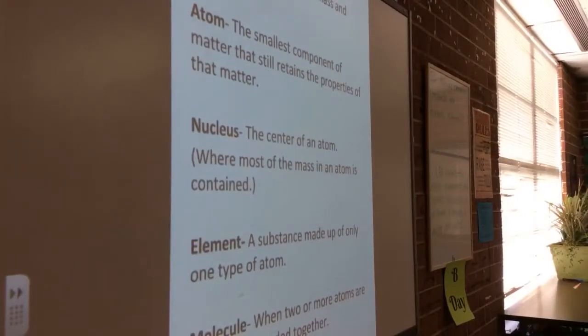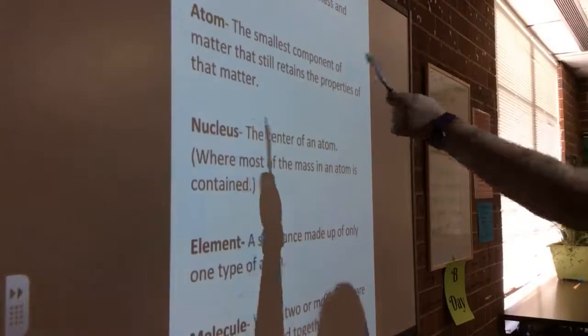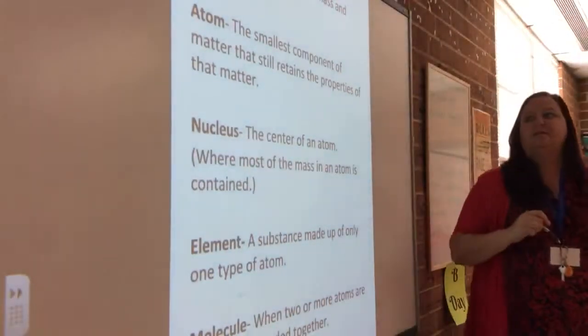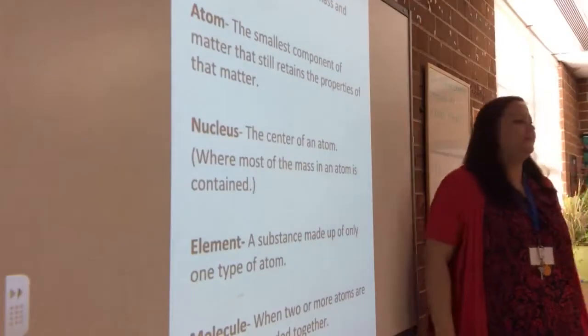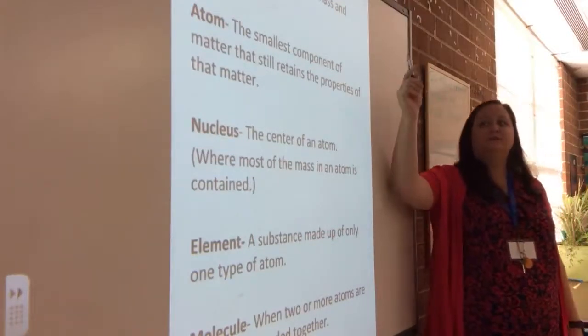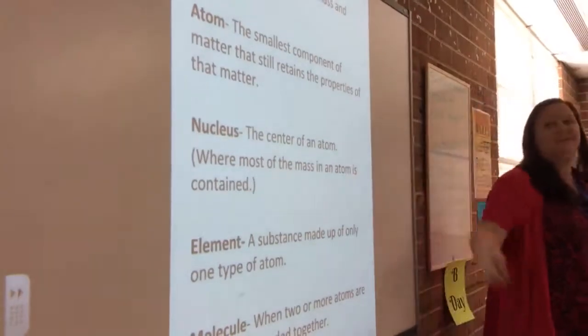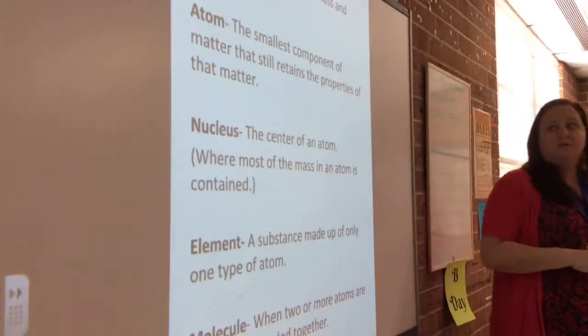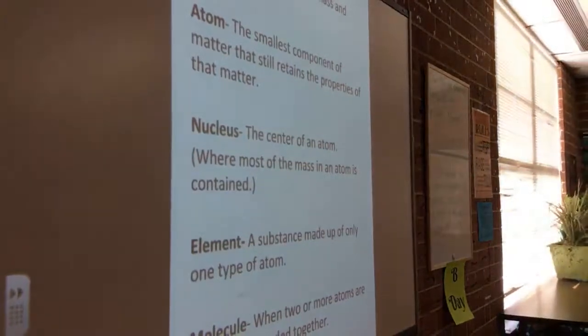Y'all know what atoms are, right? We talked about that already. You should know that it's the smallest component of matter. So it's the smallest component of anything that has mass and takes up space, and still retains the property of that matter. So this is the smallest unit that matter can be broken down. If it gets smaller than that, it's no longer that matter. So on your second flap, on the outside, you should have atom. And then on the inside, the definition.